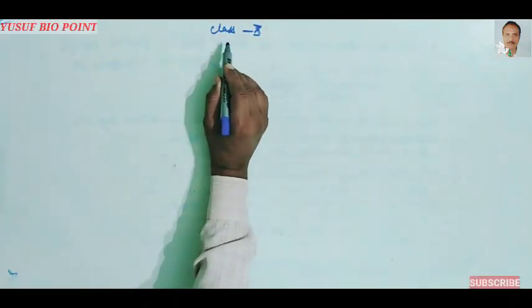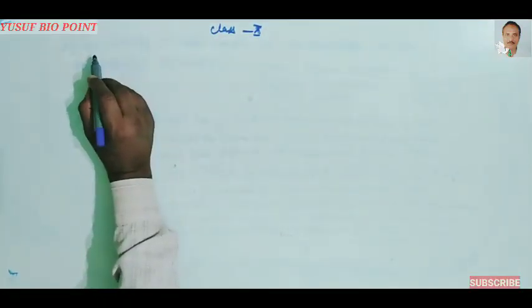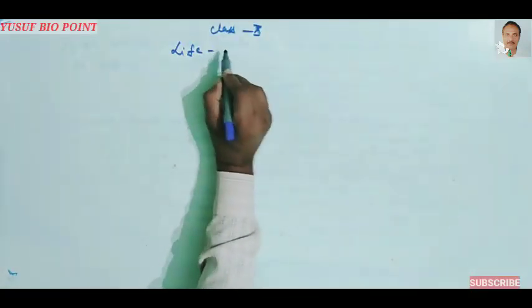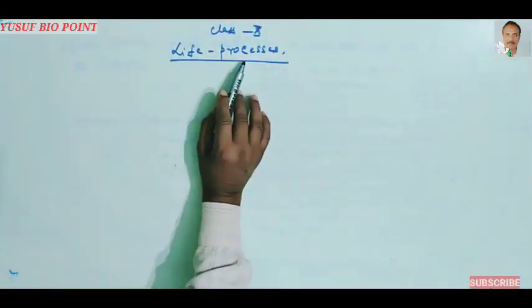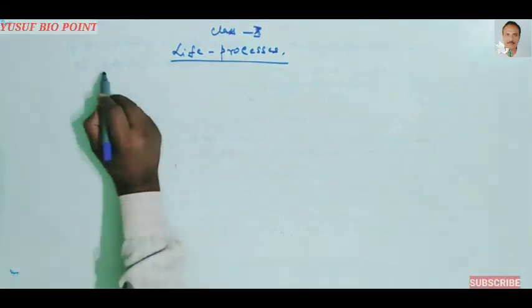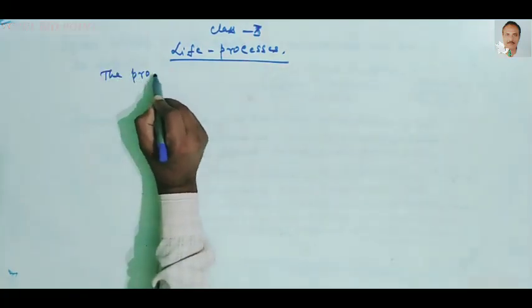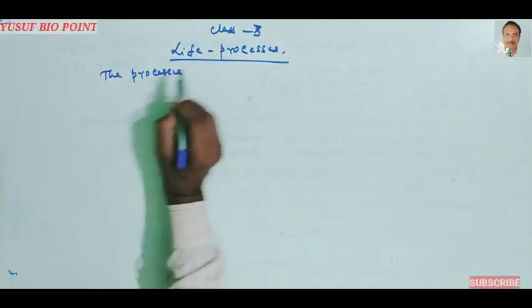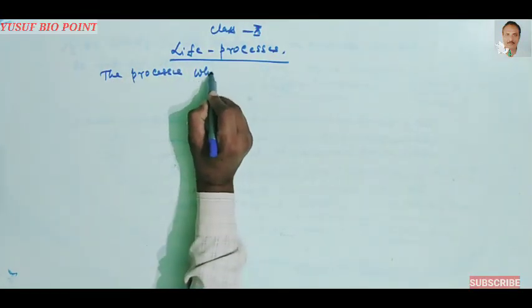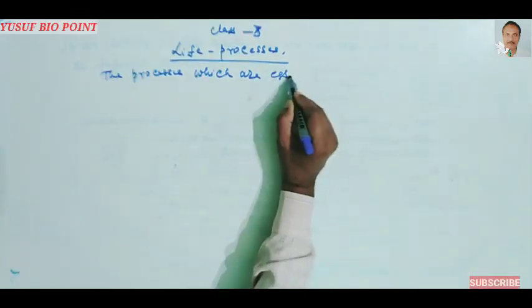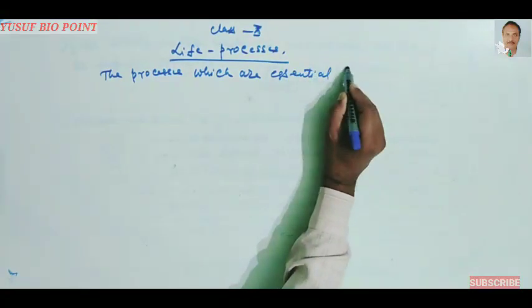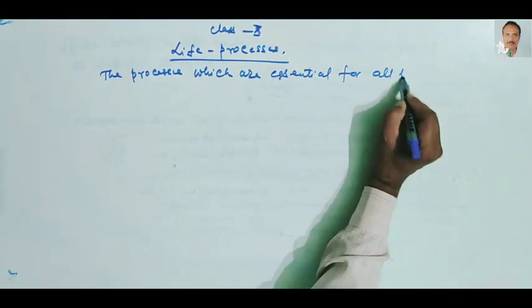Now, in class 10, the first chapter of biology is life processes. These words indicate the processes which are essential for all living things.